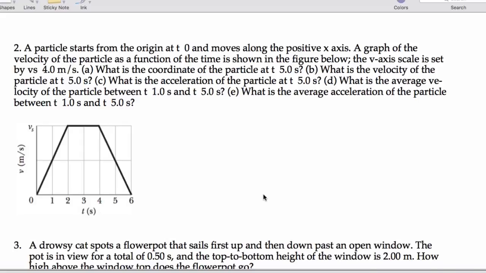We have a particle starting at the origin, moving along the positive x-axis. Let's take a look at each part here. We want the coordinate of the particle at 5 seconds. Now here's the thing: when we have a velocity versus time graph, to get the coordinate of a particle, we're really looking at the displacement, which is the area under this velocity graph.